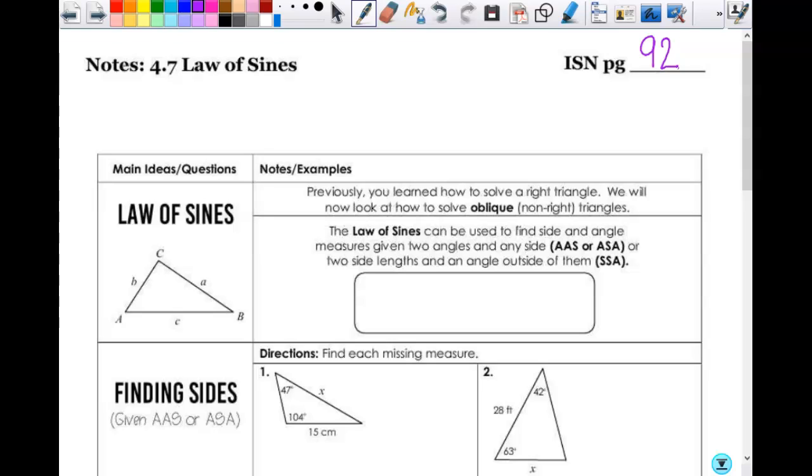So if you remember when you first learned trig in geometry, we only did it with right triangles. And you were told you can use trig for things that are not right triangles, but right now all you know is right triangle trig. So as far as you're concerned, it was only right triangles. Now we're going to get into some triangles that are not right triangles.